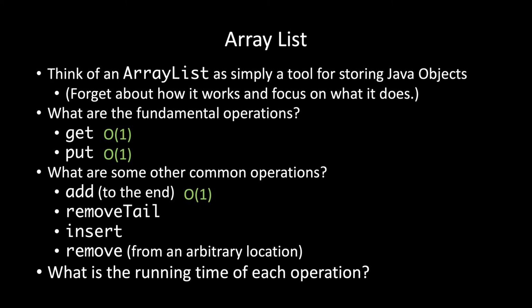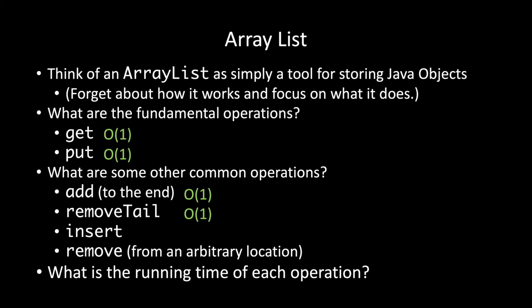If you want to add to the end of the list, that's also pretty easy. You just keep track of where the end of the list is and you stick the element in the slot. Removing from the end of the array is also just as easy. You just pretend the array is one element shorter. So you mark that slot as unused.